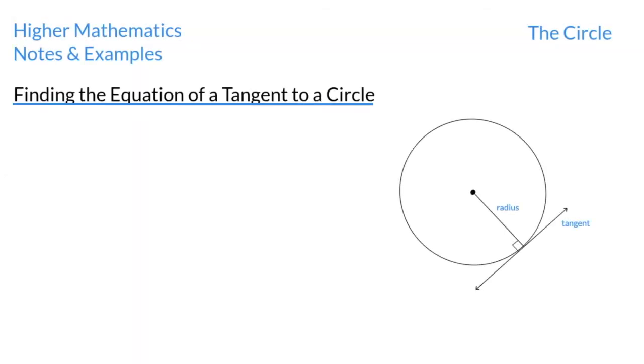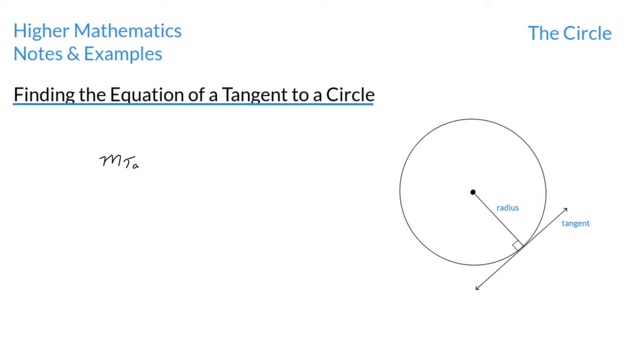Welcome to the final lesson on the circle. In this lesson, we want to look at how to find the equation of a tangent to a circle. We're going to do that using some ideas around the straight lines involved. So if you look at the diagram on your screen, we should be familiar with the idea that we can draw a radius which is perpendicular to a tangent.